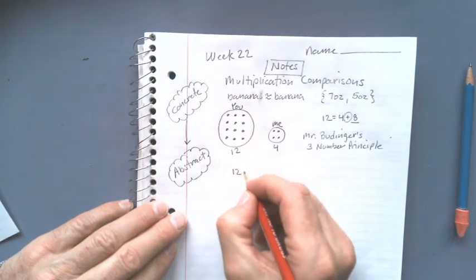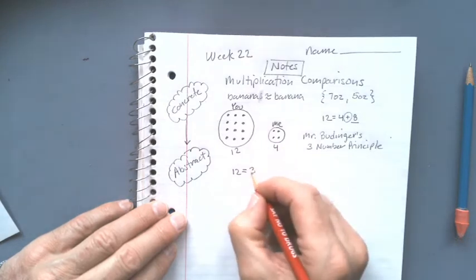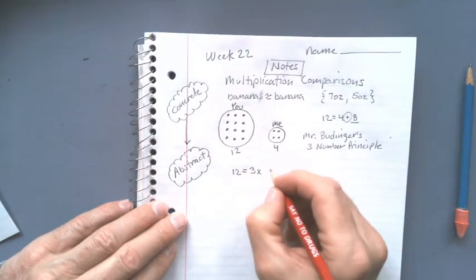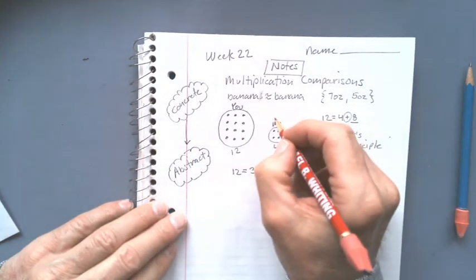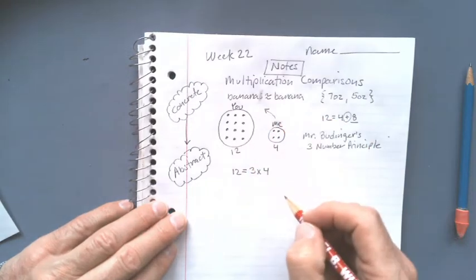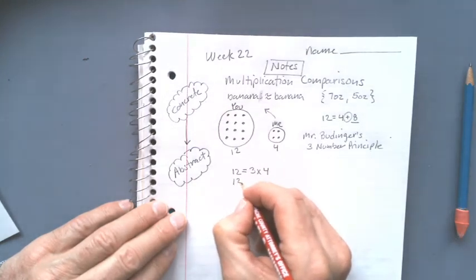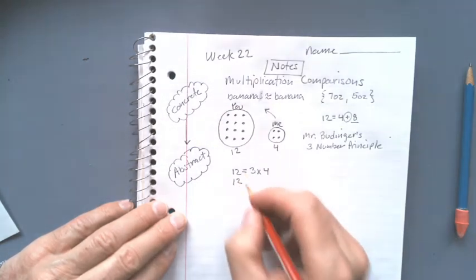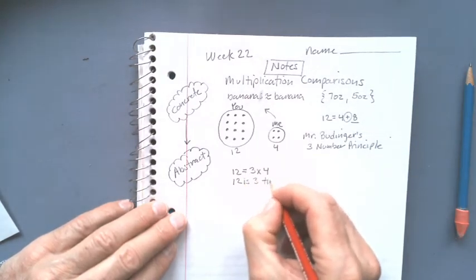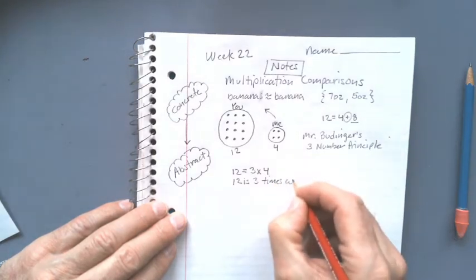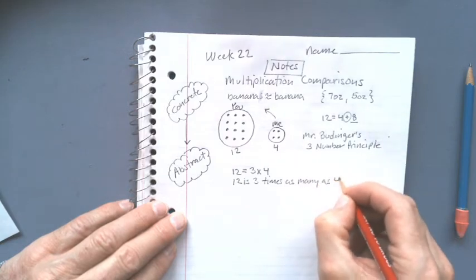We could say 12 is 3 times as many as 4. So this is 3 times greater than that. We're always going to go from smaller to larger in our comparisons in 4th grade. We can also write this as a short math statement. If you remember, this equal is kind of the is. 12 is 3 times as many as 4.